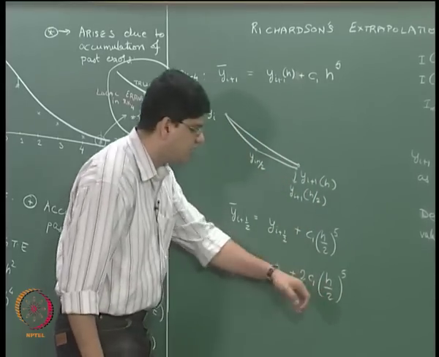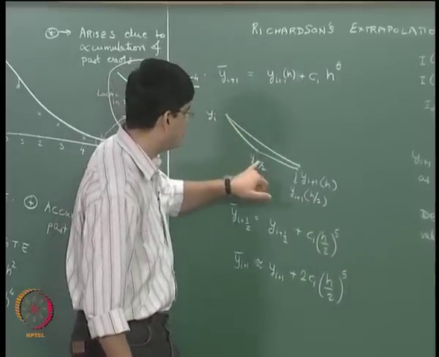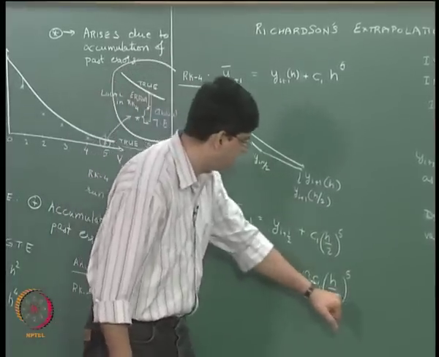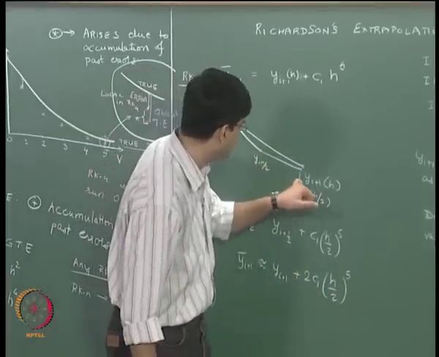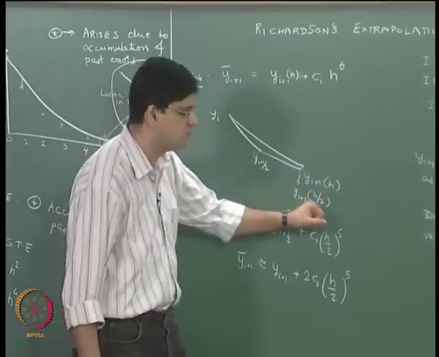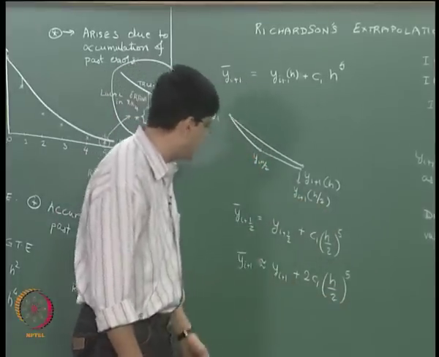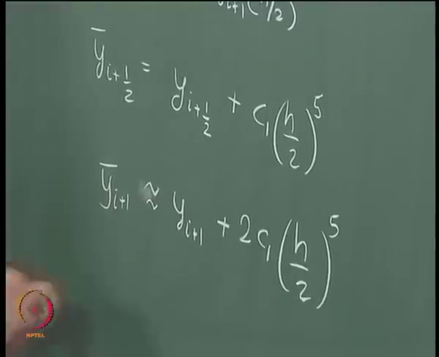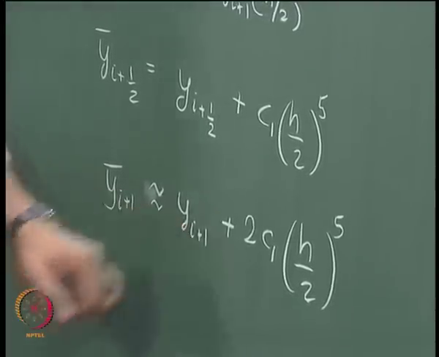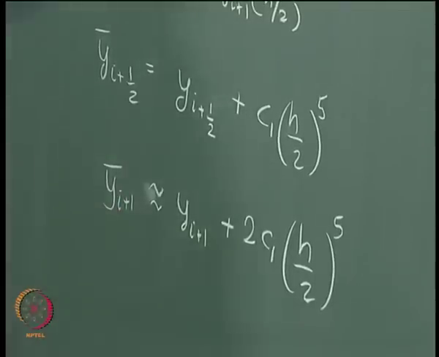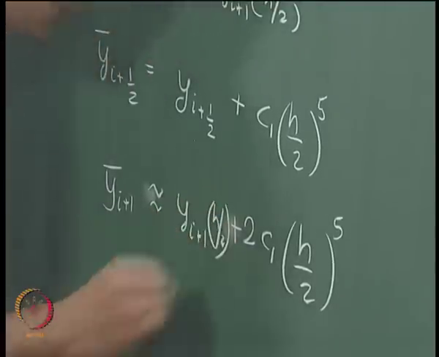The first C1 (h by 2) to the power 5 comes because we go from yi to yi plus half. The second C1 (h by 2) to the power 5 comes because of the local truncation error going from yi plus half to yi plus 1. Okay. So this is essentially how we will write our yi plus 1 when we go for the true value of yi plus 1 related to yi plus 1 computed by taking 2 steps.